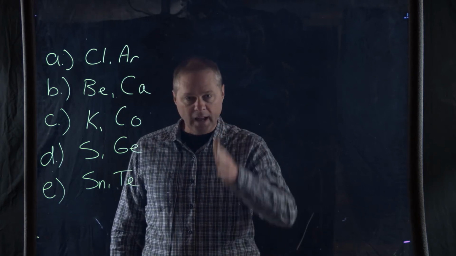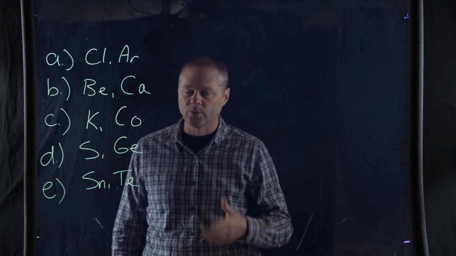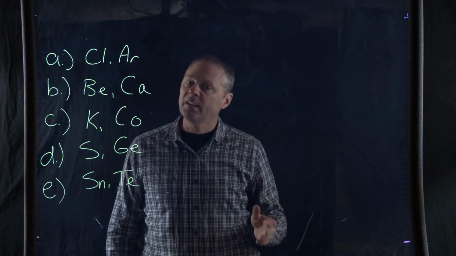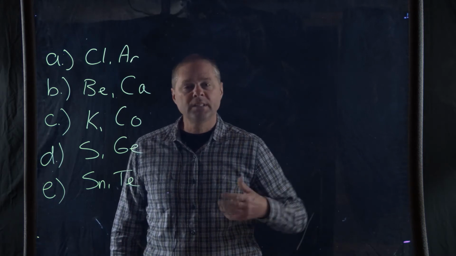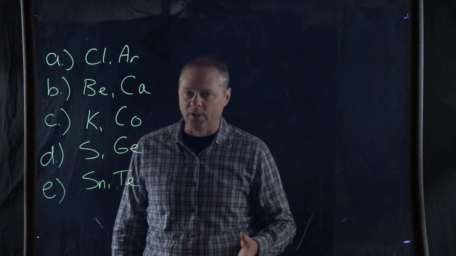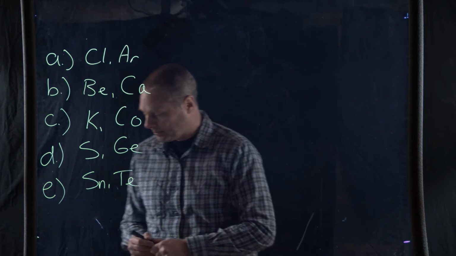And remember, as you go down the periodic table, the ionization energy is going to decrease, meaning it's easier for those elements to ionize. As you're going from left to right, the ionization energy is going to increase, meaning it's going to be much more difficult for it to ionize. So it will have a higher ionization energy.